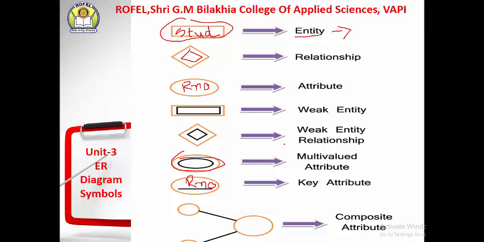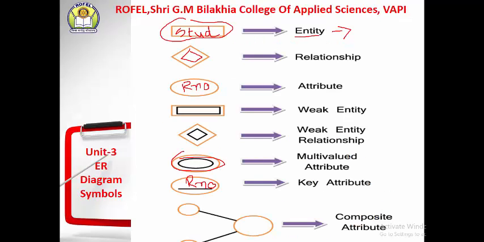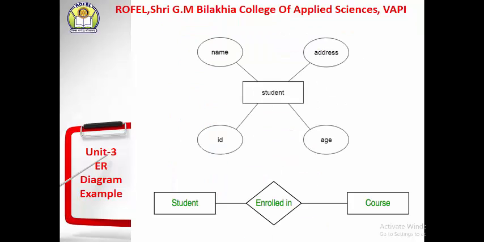To draw an ER diagram, you have to use different symbols. Yes, in that different components are there like entities, attributes and relationships. Entities are weak entity or strong entity. Attributes are key attributes, composite attribute, multi-value attribute and derived attribute. And their relationship is one-to-one, one-to-many, many-to-one and many-to-many. So these are the components and the symbols which are used to draw the ER diagram.